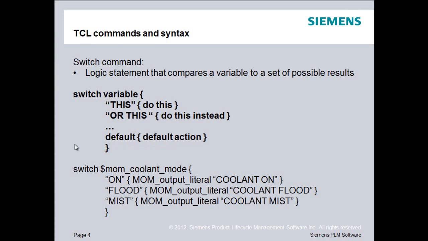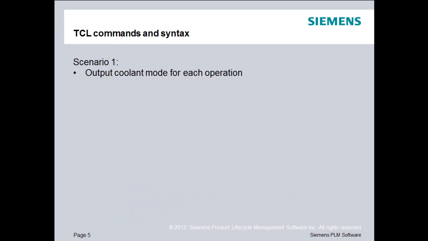So a real life example I have here is I'm performing a switch statement on a variable called mom_coolant_mode. If mom_coolant_mode is set to on, then we will output literally this statement, coolant on. Flood, coolant flood, mist, coolant mist, etc. until we've reached the actual item that we have. So in this scenario, we'll output the coolant mode for each operation.